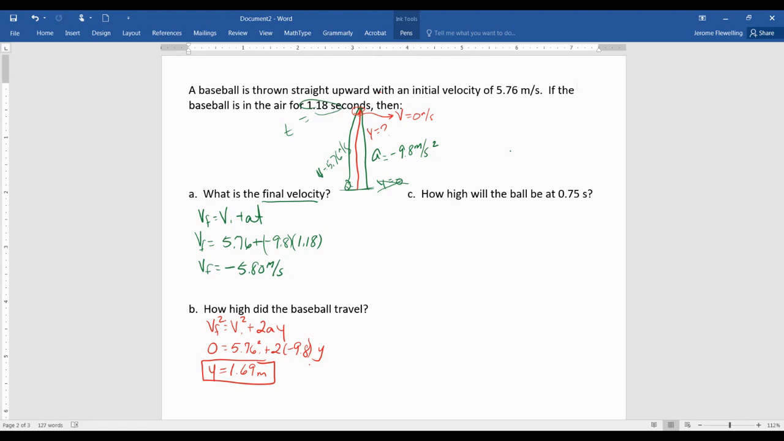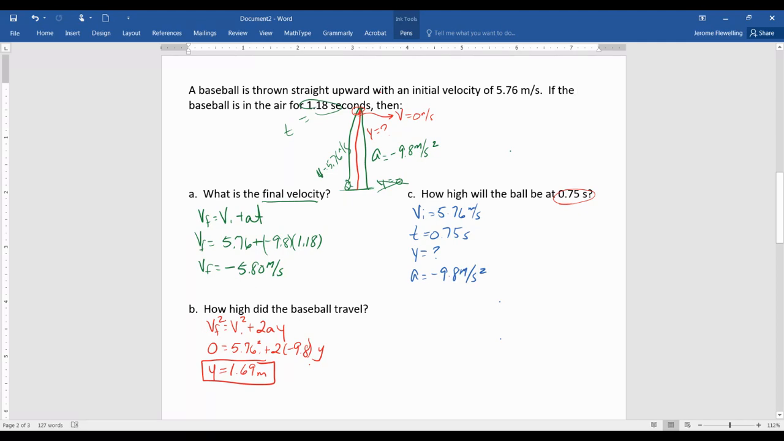Now, a slightly different take on this would be, how high is the ball at 0.75 seconds? We want to know at a different time, how high is the ball going to be? And we don't necessarily know where it's going to be on the parabola here. So we would say that we still know our initial velocity. It's still 5.76 meters per second. We have a time of 0.75 seconds. And we're looking for a height, which is going to be our y value. And we also know that the acceleration is negative 9.8 meters per second squared.